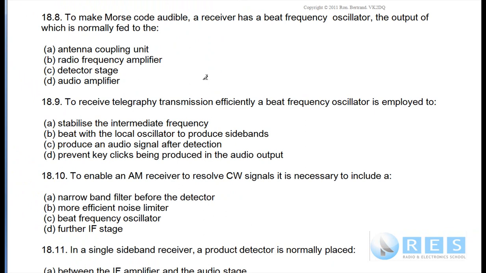To make Morse code audible, a receiver has a beat frequency oscillator, the output of which is normally fed to the product detector, not the detector stage. Oh, the detector stage, yes, that is it. I was expecting them to say product detector, because the product detector is used for both SSB and telegraphy or Morse code reception. Should remember that.